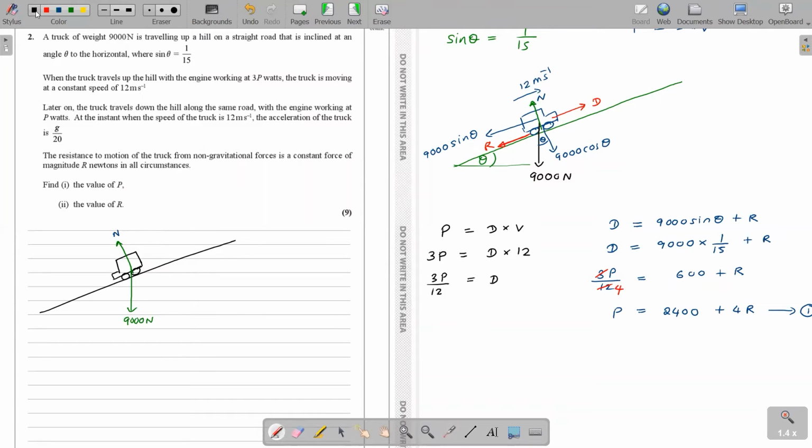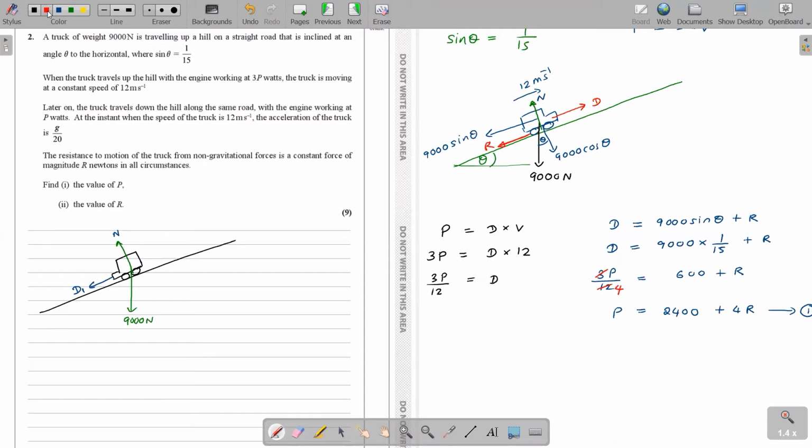What else do we have? They say the truck is traveling downhill and the engine is working at P watts, which means we have an engine force. So this time, do you think the engine force is the same as when the truck was traveling up the hill? No. So then we'll use a different letter here, D1 or some D dash something. Just use some letter, a little bit different than the earlier one.